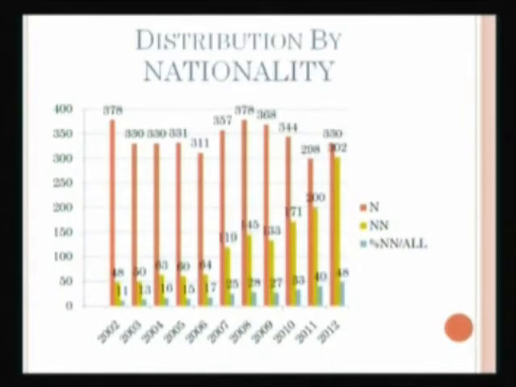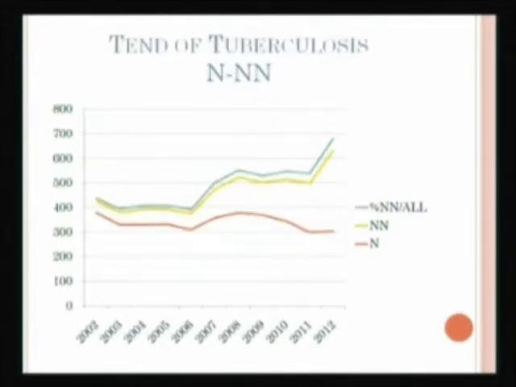By nationality, in red are the national cases, the Lebanese cases, non-national in yellow, and the percentage in green. As you can see, we started from 11%, 13, 16, and we reach now 48% of our patients who are non-nationals. This is a trend of non-national rise and rise. In national patients, we have a plateau. After that, we start to decrease.